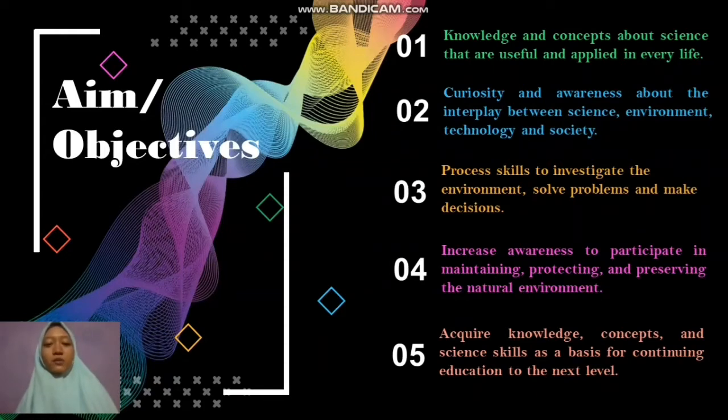There are several purposes in learning about science. The first is knowledge and concepts about science that are useful and applied in every life.